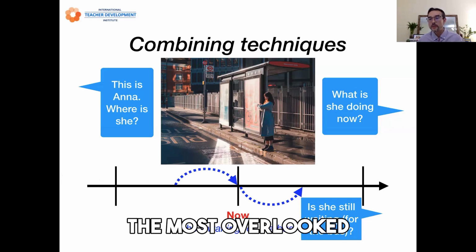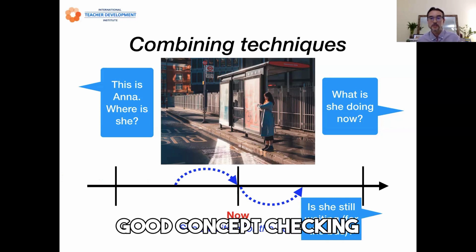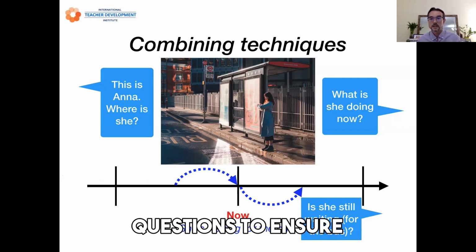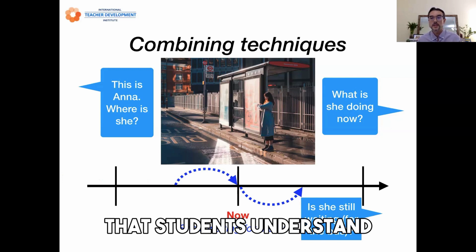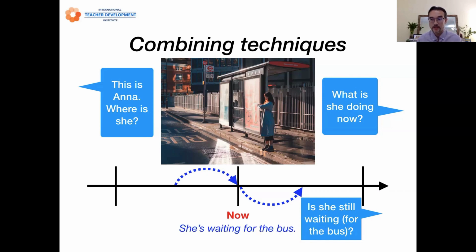And I think one of the most overlooked things, whether teaching vocabulary or teaching grammar, is asking good concept checking questions to ensure that students understand the meaning. Even amongst experienced teachers who have taken courses with us, that's probably the one thing that people tend to forget at the end. So I'd like to highlight that today.